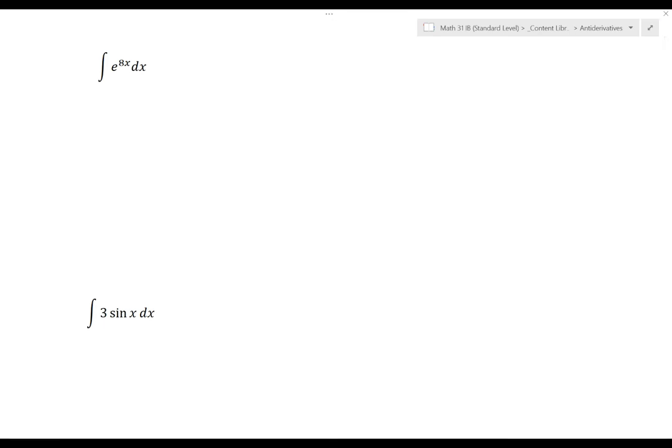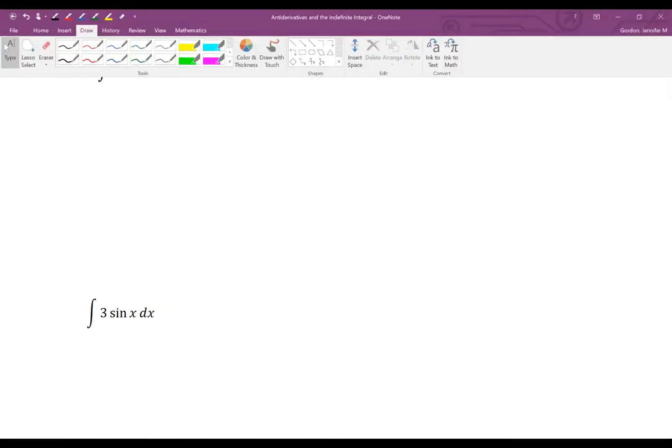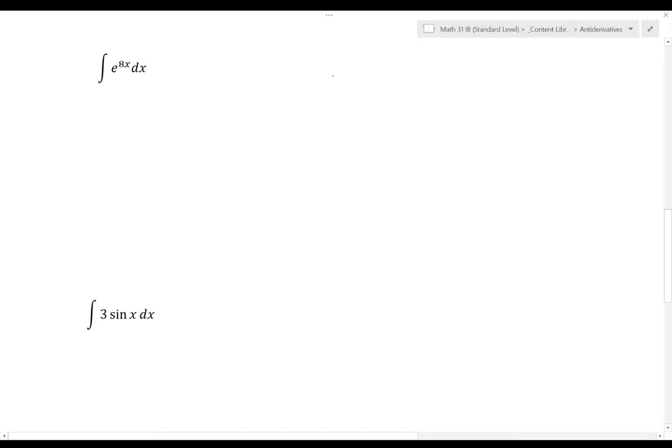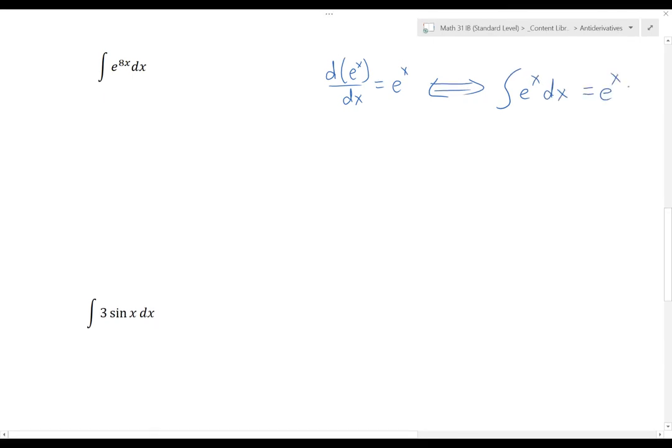Now, if I have things like these transcendental functions, I have to think about what I know about the derivatives of these functions. The nice thing for e to the power of x is that the derivative of e to the power of x with respect to x is just e to the power of x, which means the antiderivative of e to the power of x with respect to x is also e to the power of x, although plus now a constant.